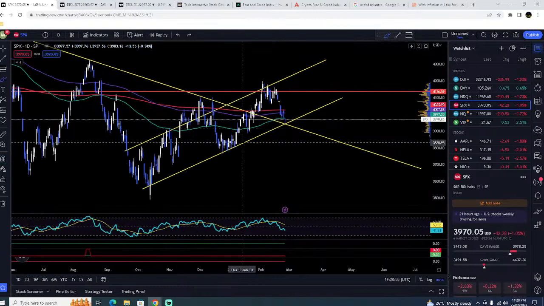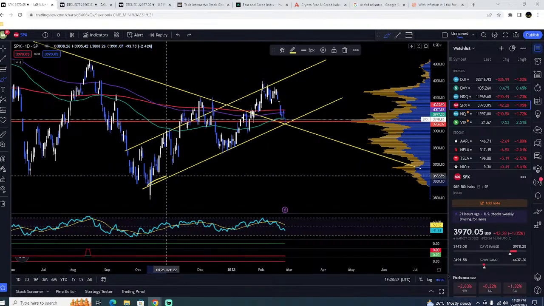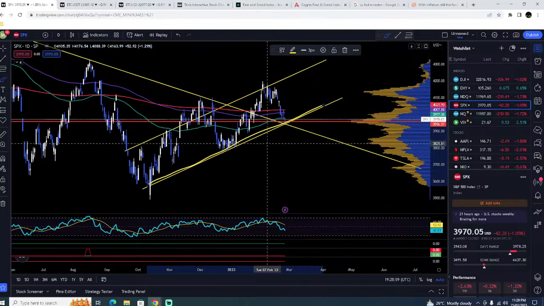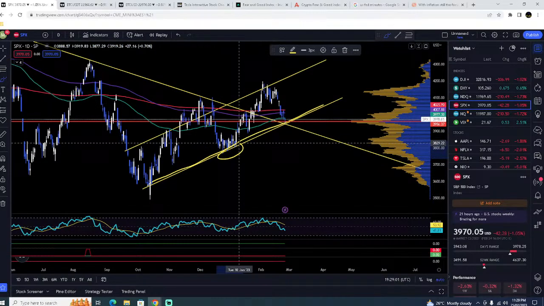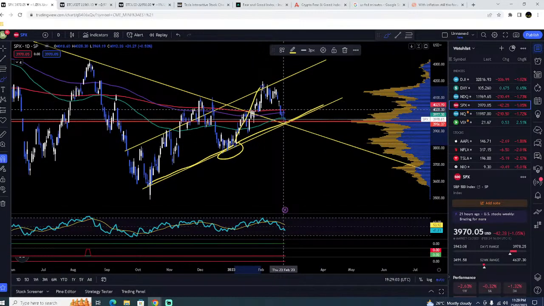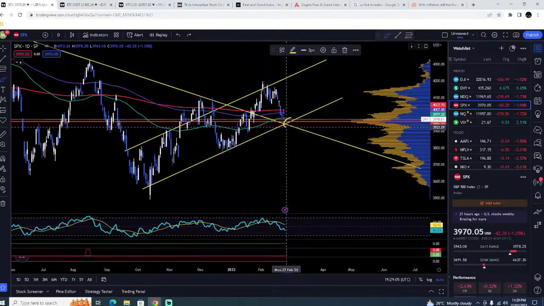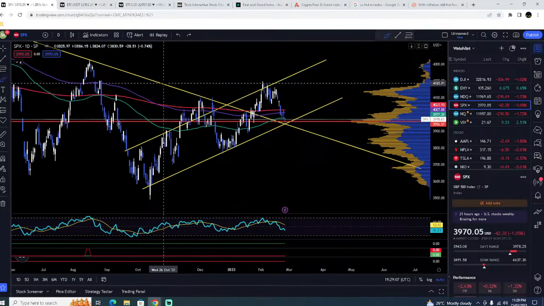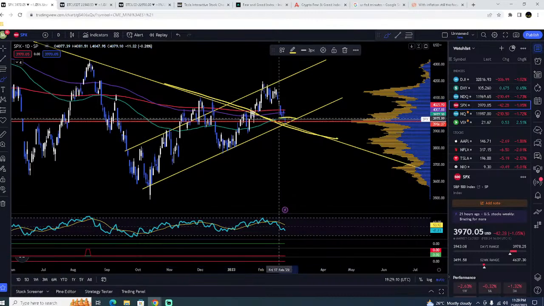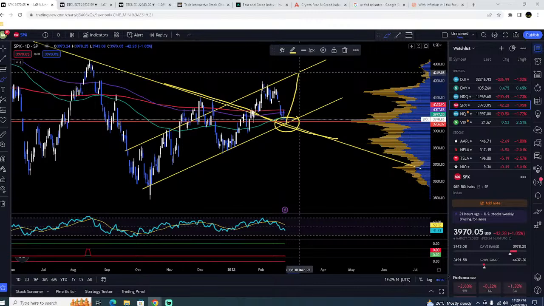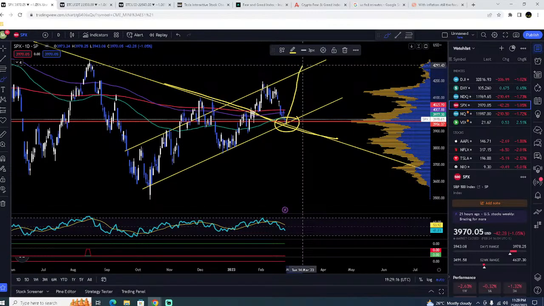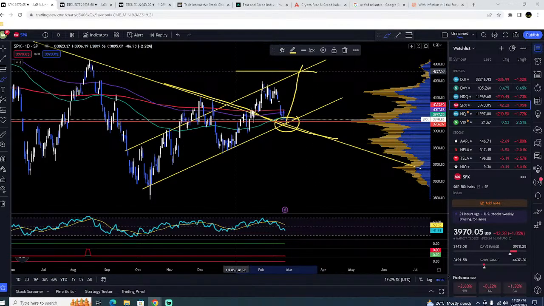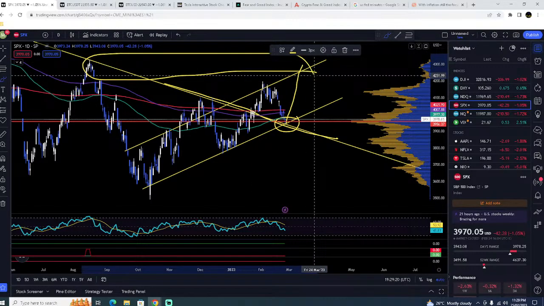However, again, if I zoom out, this is the channel which is important. So we saw a lot of action over here and finally we managed to bounce. So once again we are testing this part, and as you can see, this is a long-term channel which is causing an intersection here. So another bounce can take us towards best case scenario 4250, 4300, where we will see this double top pattern form.